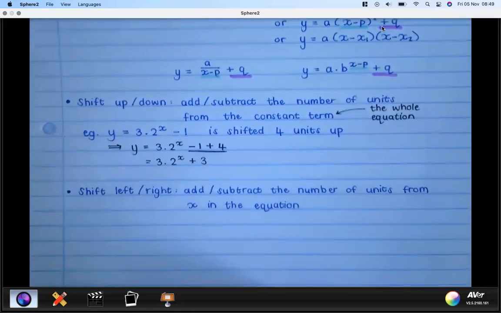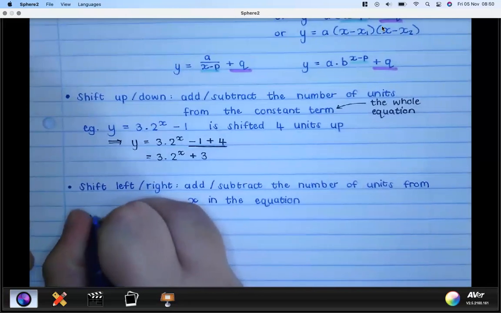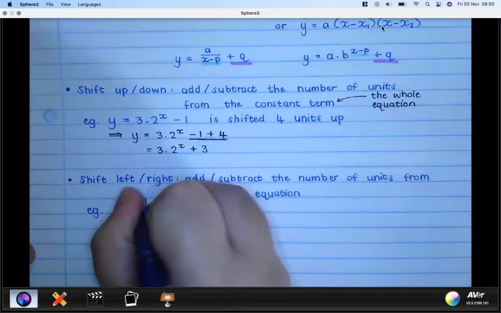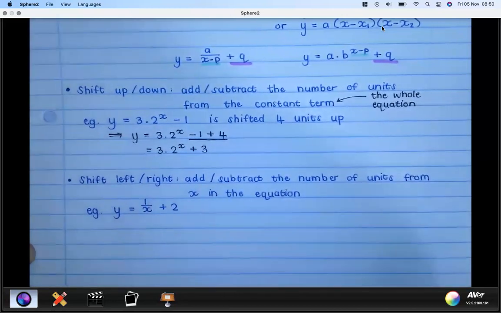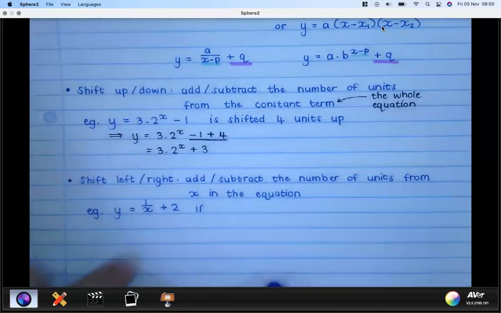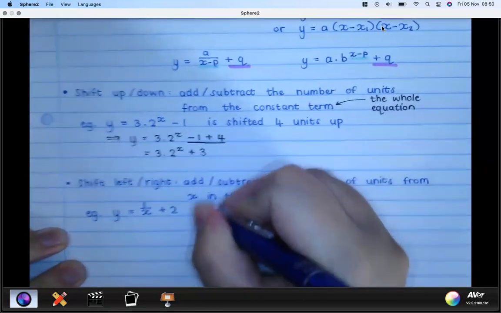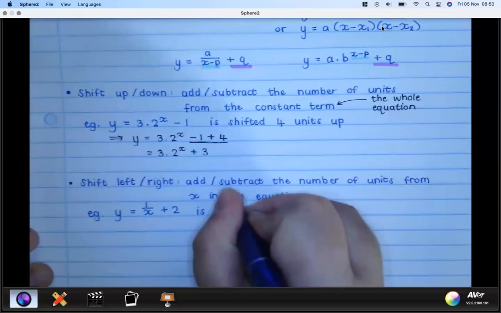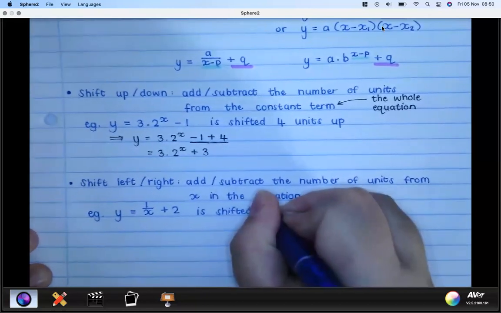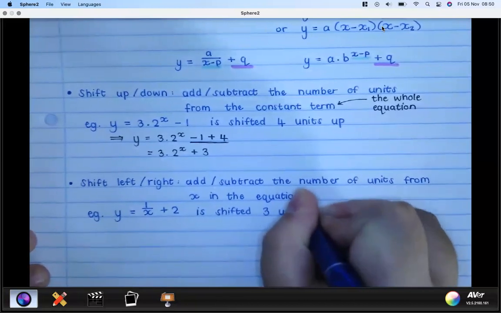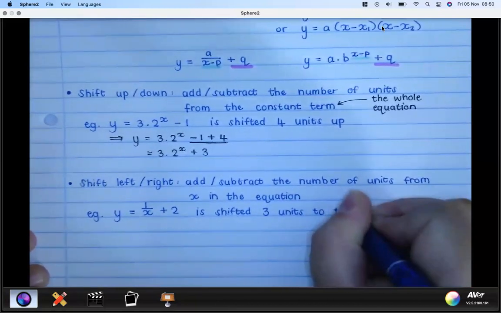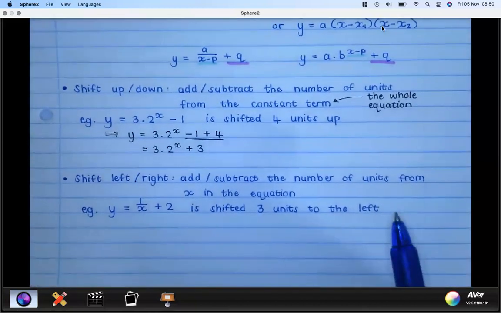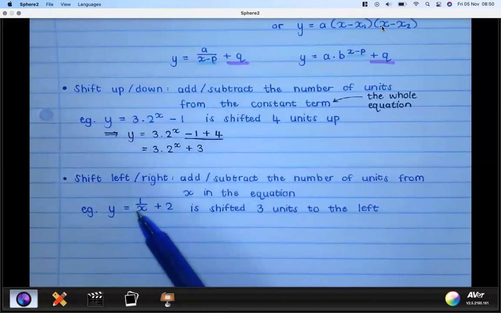Okay, so let's do one that is maybe a bit easier to recognize first. So if you have the equation y equals 1 over x plus 2, and this graph is shifted 3 units to the left. All right, so we now need to add or subtract 3 to or from x.